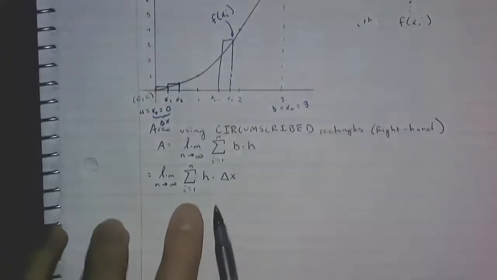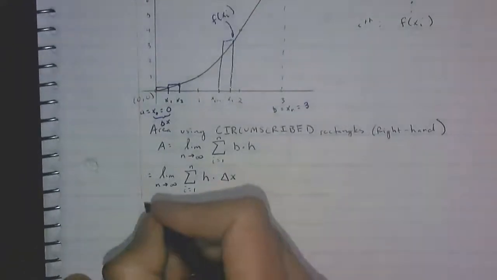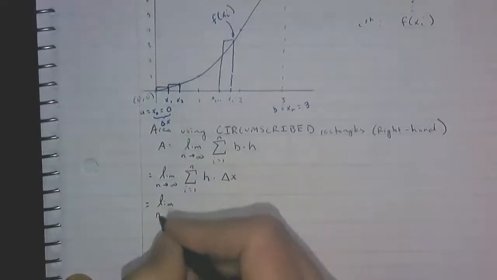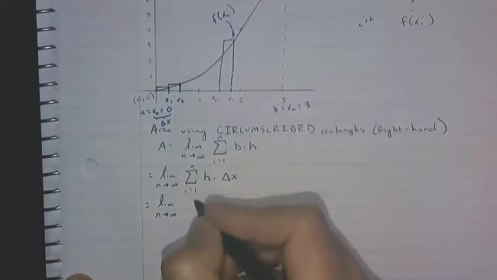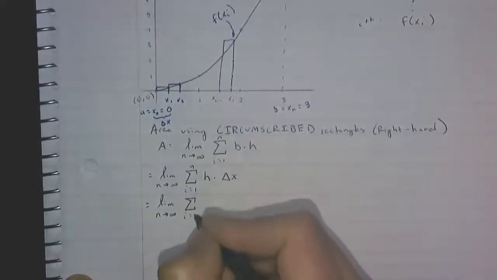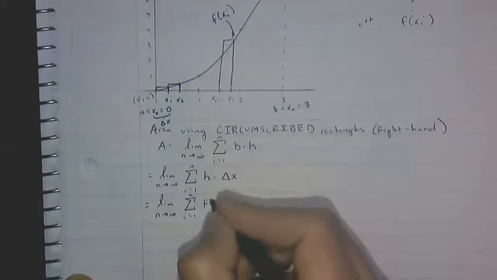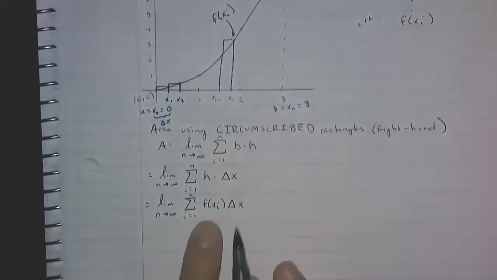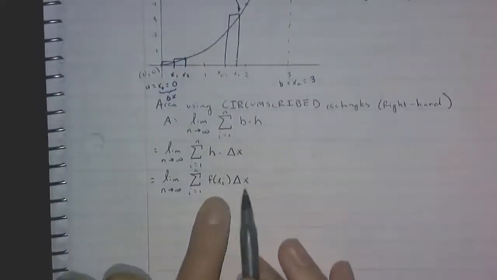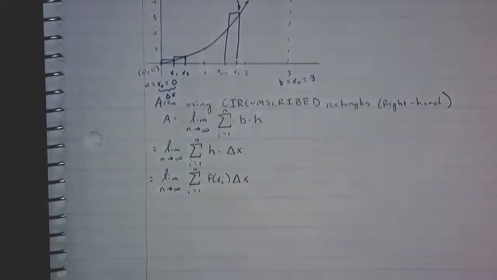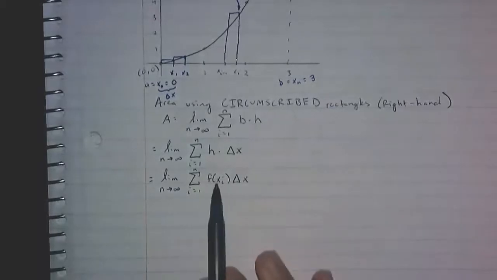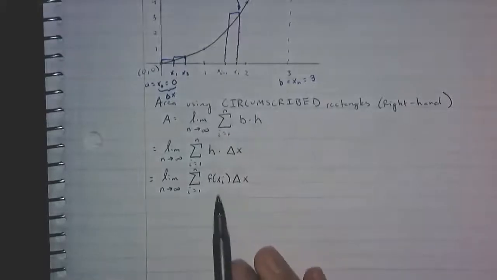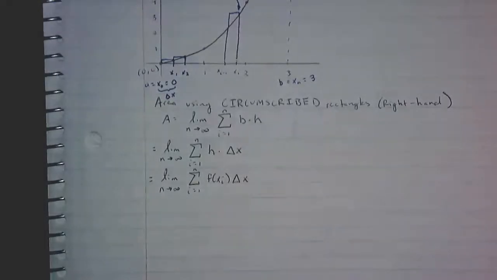And so then now hopefully there's a little less resistance to the idea that the height here that we're going to use is f of x sub i, as opposed to the f of x sub i minus 1 that we use for the inscribed rectangles. So this is a big divergence here. This is a difference from the previous process. Now the height is based on f of x sub i.